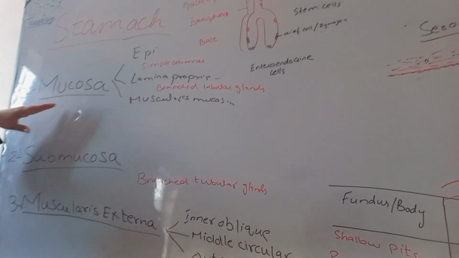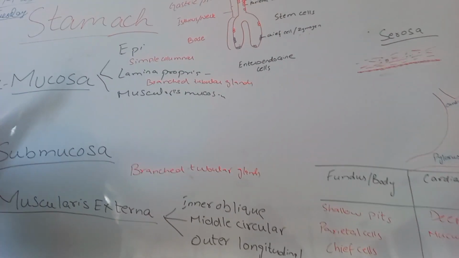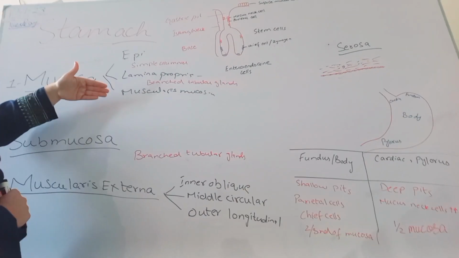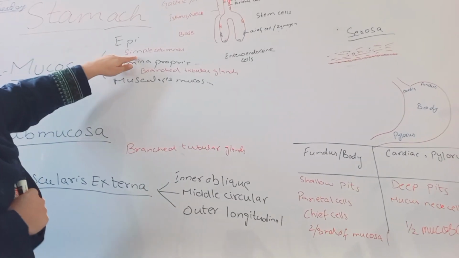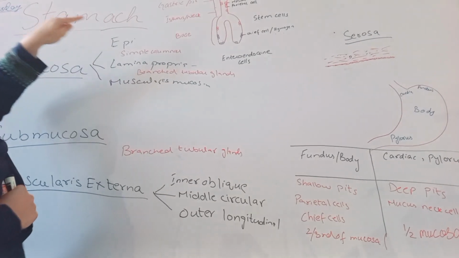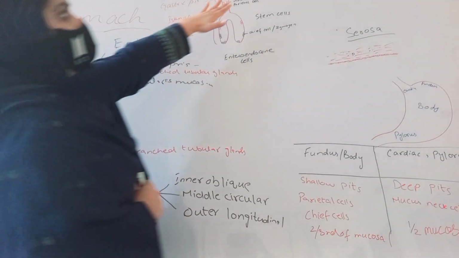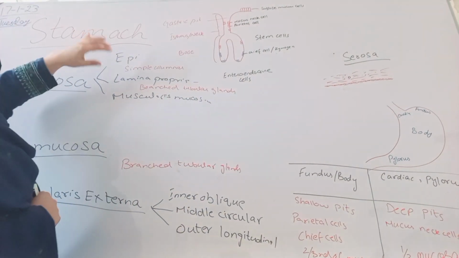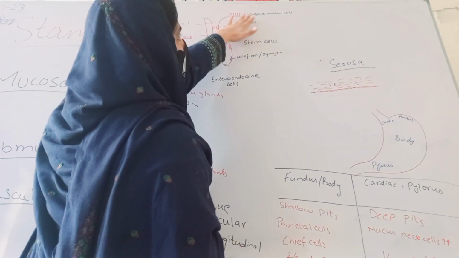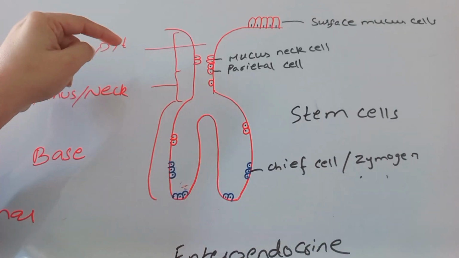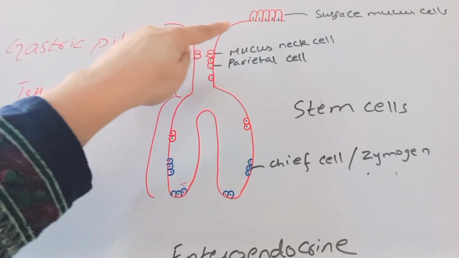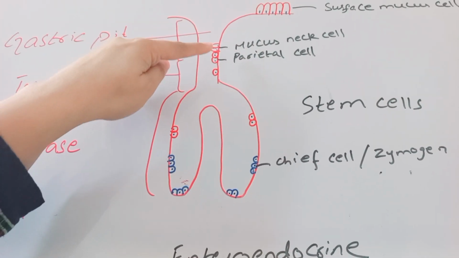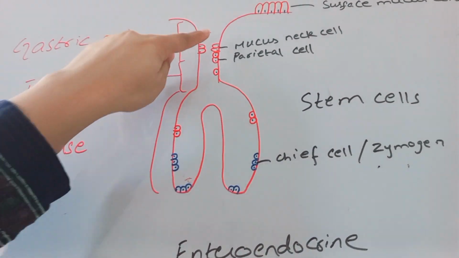First, we will study the mucosa. Mucosa again consists of epithelium, lamina propria and muscularis mucosae. In case of the stomach, the epithelium is simple columnar epithelium, as I have drawn, and this simple columnar epithelium makes the surface mucous cells, which form this epithelium, and then they dip down to form the gastric pits.